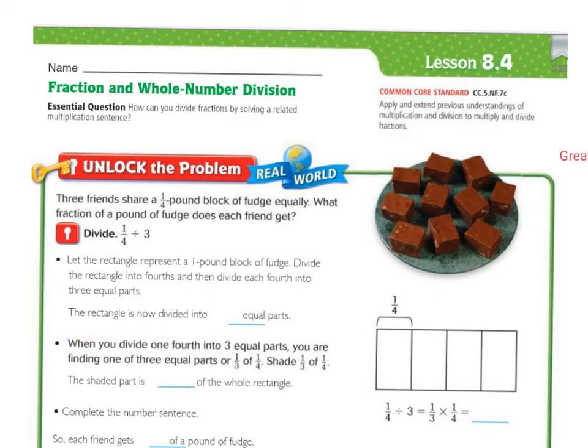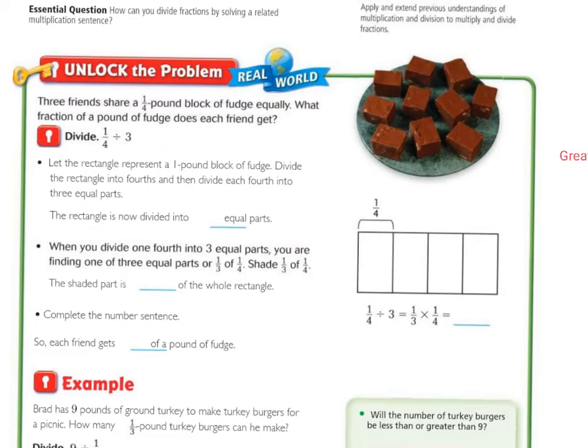So the rectangle will now be divided into... If I were to divide these into thirds like it says, I have 3 parts in each, so I would have 1, 2, 3, 4, 5, 6, 7, 8, 9, 10, 11, 12. I would have 12 equal parts. When you divide 1/4 into 3 equal parts, you are finding one of 3 equal parts, or 1/3 of 1/4. So we're going to shade 1/3 of 1/4.